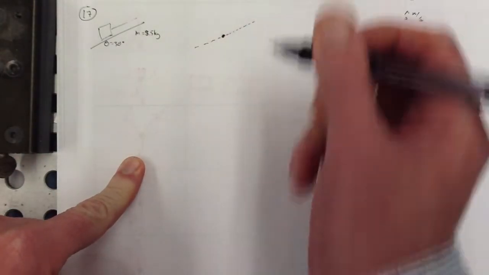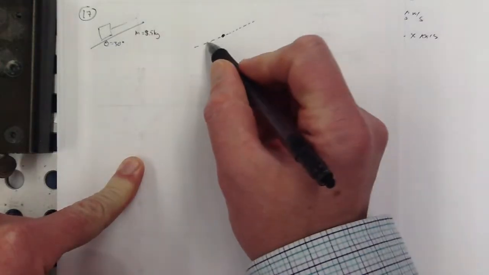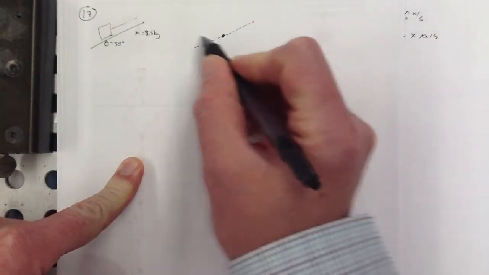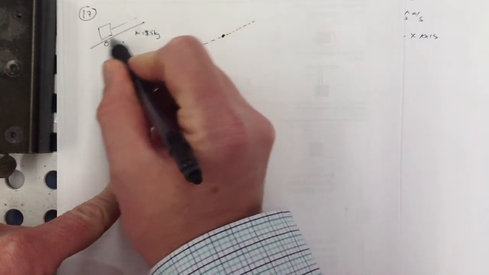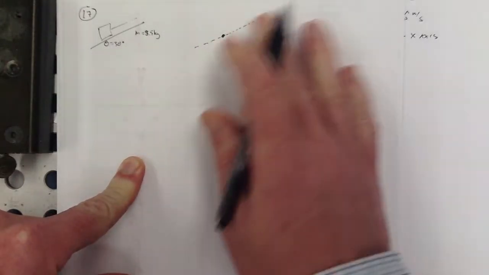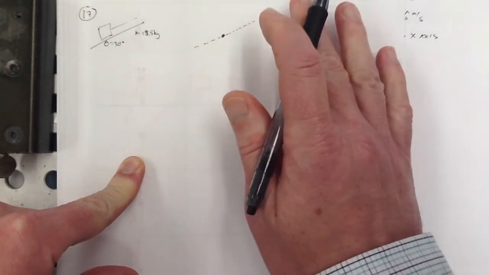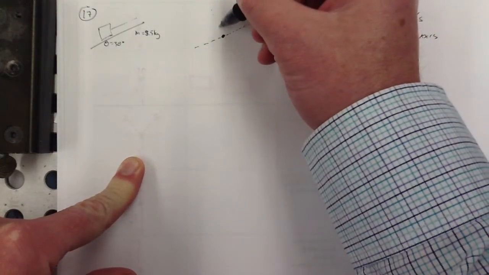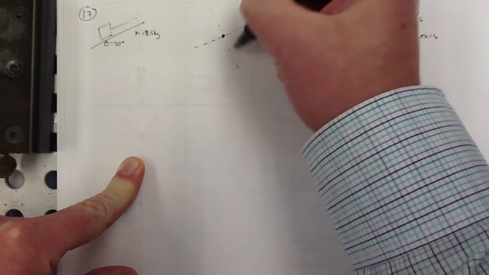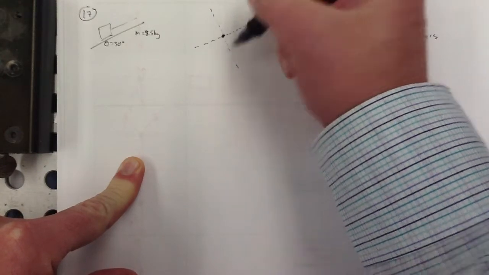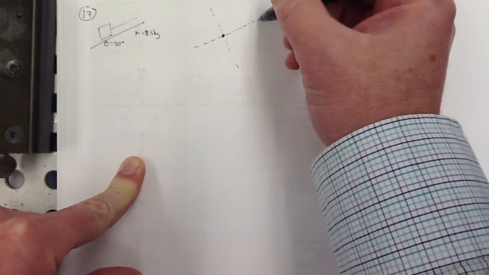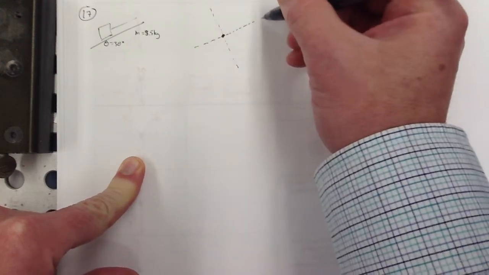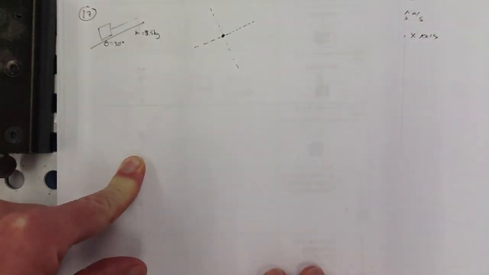Here's the block. There's my dot that represents it. And I'm going to make a dotted line that is in the same direction as this ramp here. That is not any kind of force or anything itself. It's just sort of a guideline there. And then I'm going to have a line perpendicular to that, as if this is my x, y, or my i, j axis system.